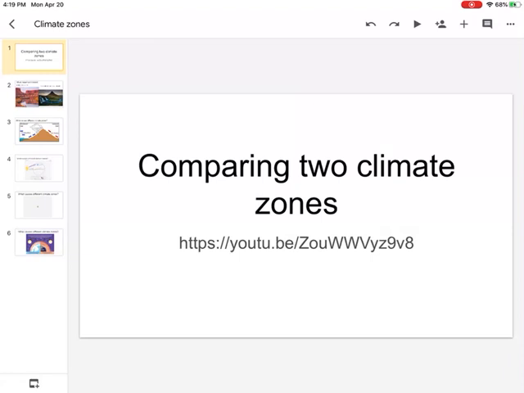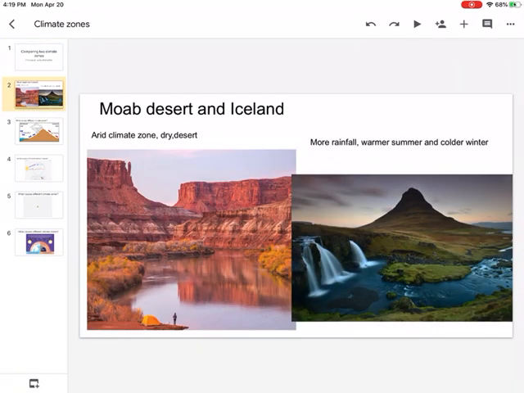So first thing, let's tackle that first question. What we have to do is describe what is the difference between the Moab Desert's climate and Iceland's climate. And so the Moab Desert is an arid climate zone, dry, it's desert-like. So when you're writing out your response, tell me things that you see in the picture here. What do you see in this picture of the Moab Desert?